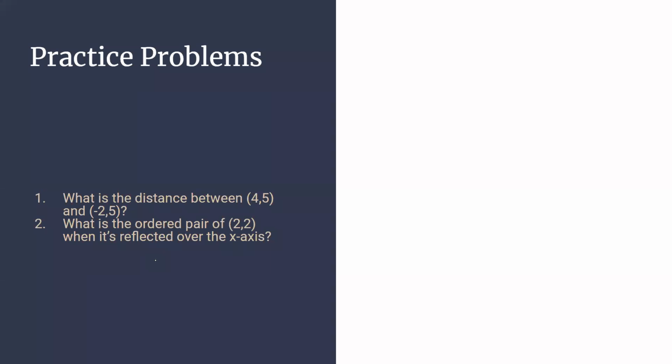Now it's saying what's the ordered pair of 2, 2 when it's reflected over the x-axis? So let's say 2, 2 is around right there. Now it's saying reflected over the x-axis. Which one is the x-axis? It's this one. So we just put a couple ticks there for reference.